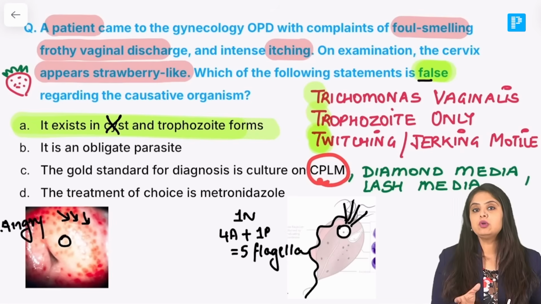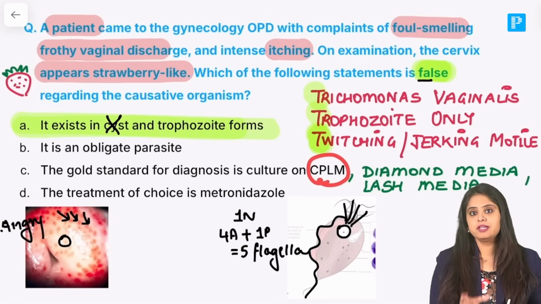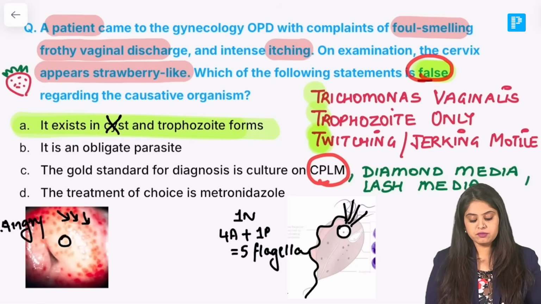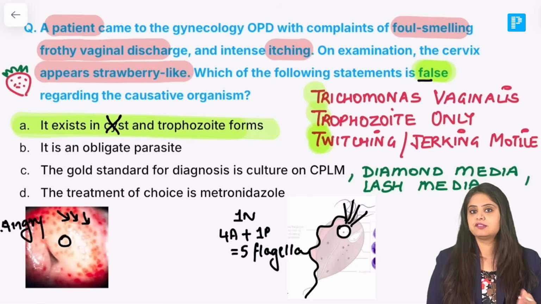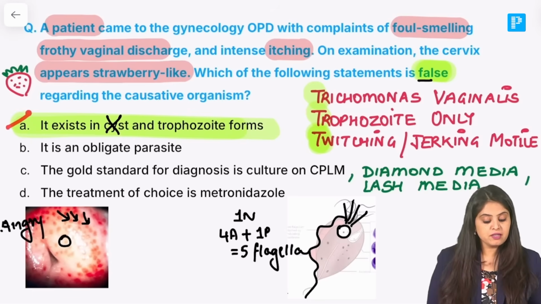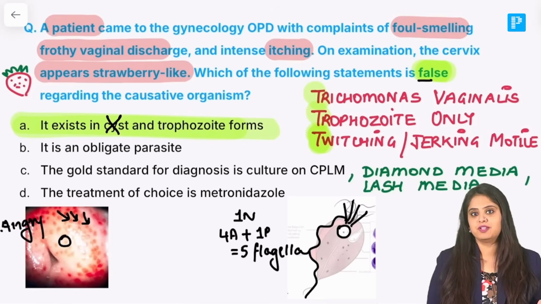So what if you don't know an option in the exam? What are you supposed to do? Pick out the answer that you're very much sure of. Like over here, they asked you the false statement and you're very certain that a cyst does not exist. You've anyway got your answer, so give it the benefit of doubt.